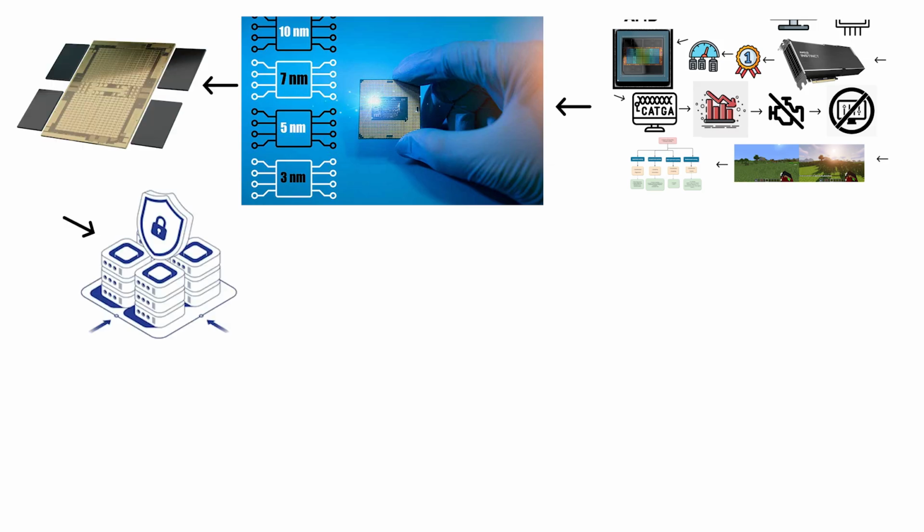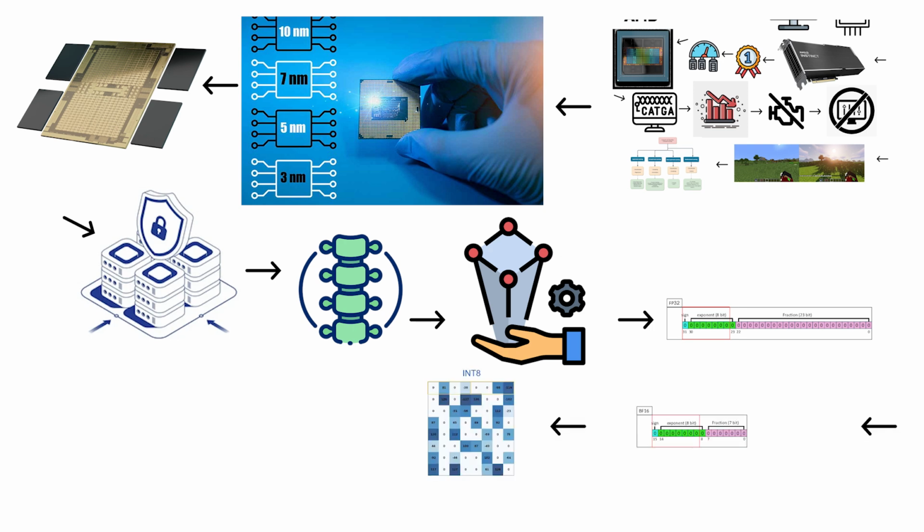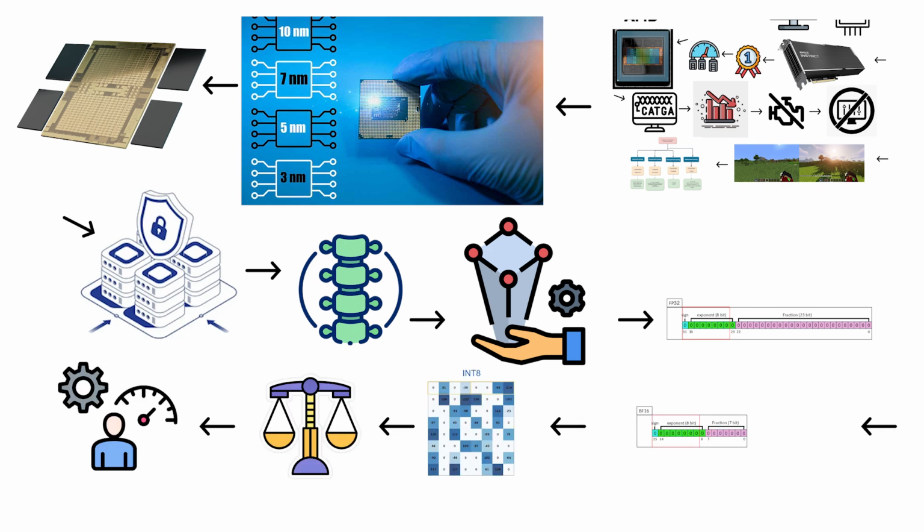Manufactured again on a 7-nanometer process, MI100 introduced matrix cores. These are dedicated hardware blocks for mixed-precision matrix operations, the backbone of deep learning. They supported data types like FP16, BF16, and INT8, meaning you could balance precision and performance based on the workload.